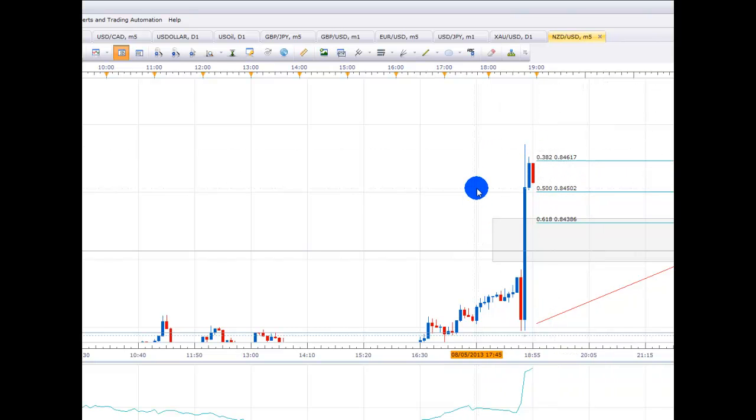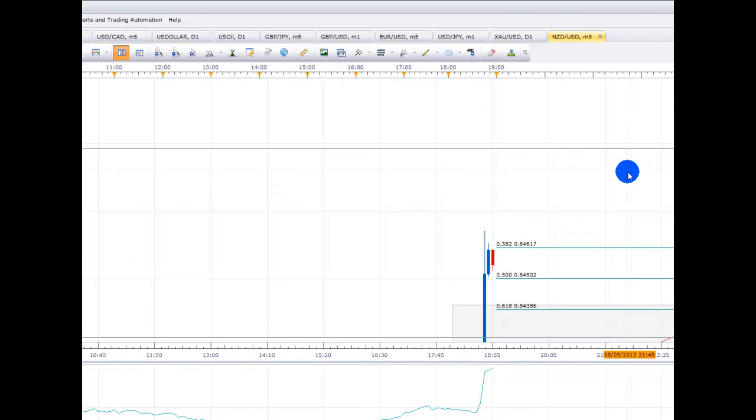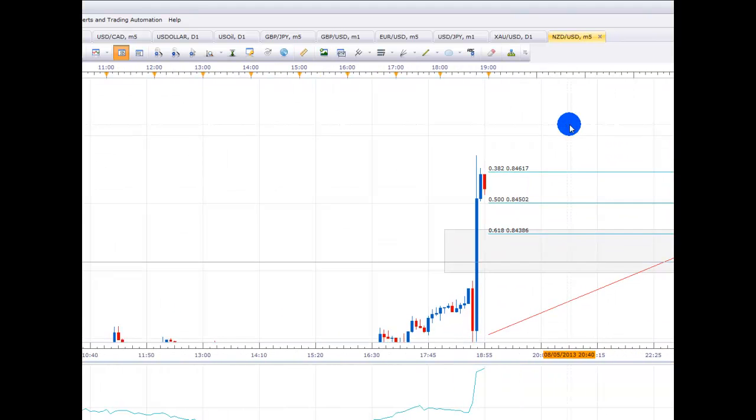The place from where I'm looking to buy the New Zealand US dollar is after it retraces a little bit, and I'd be comfortable buying it from the 0.8428 level. So that's where, if the market comes down and takes me in, I'll be buying it, and then I'll be targeting the 0.8498-ish level.